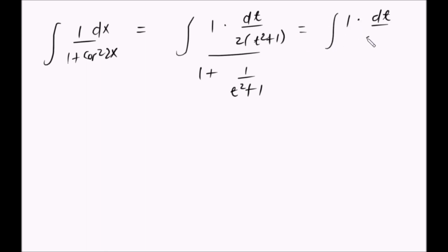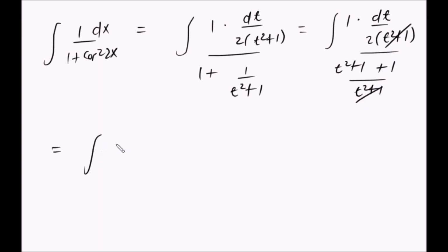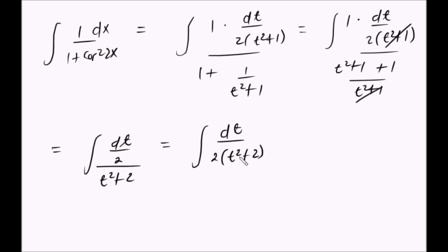So we have dt over 2 times t squared plus 1 over, so kuchini sasa hiyo t squared plus 1 times 1 itakuwa ni t squared plus 1 plus 1. So t squared plus 1 t squared plus 1 zinakufa. So this now it becomes dt over 2, then we have t squared plus 2. So 2 is constant, I can factor it out. I get 1 over 2 dt over t squared plus 2.